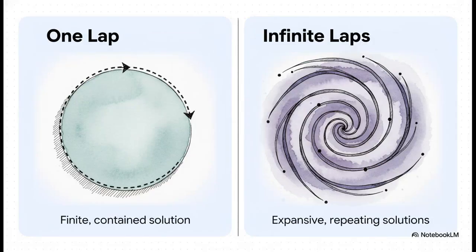And that right there is the big mental shift we're making today. We're moving from thinking about just one lap around the circle, from 0 to 2 pi, to the idea of, well, infinite laps. We're going from finding a couple of answers to finding every answer that could possibly exist.